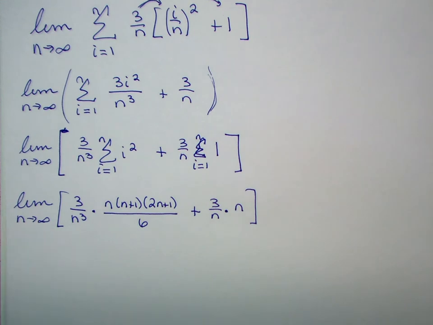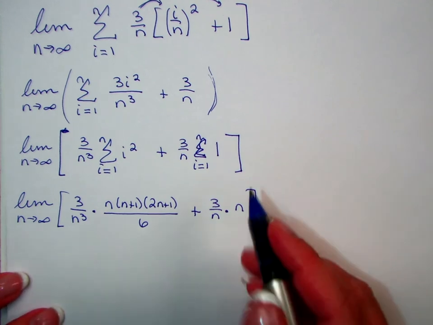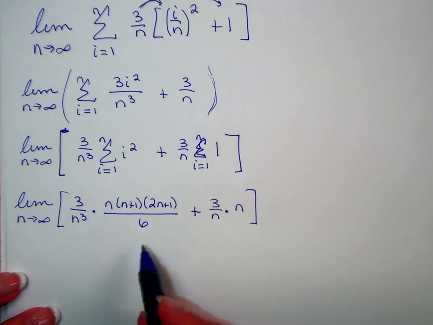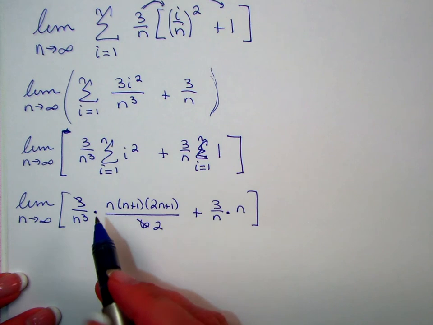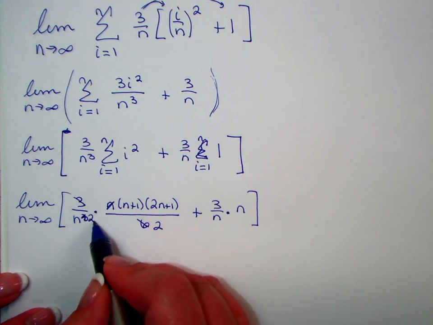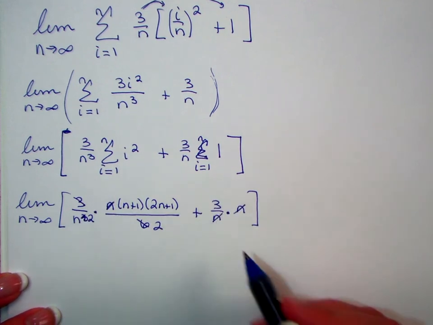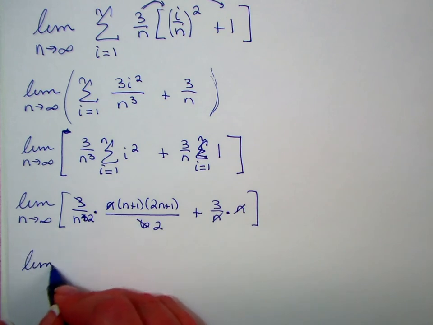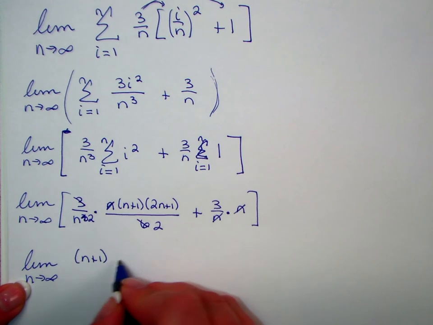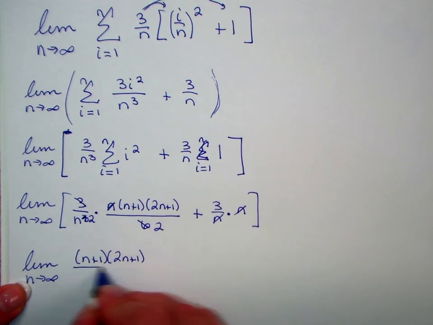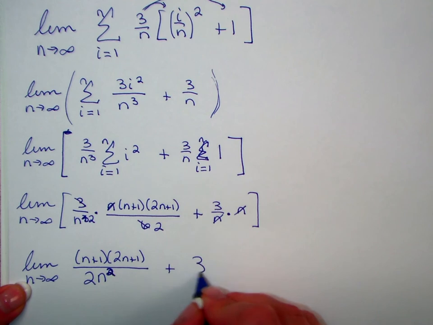So what happens now is we're going to reduce some of this. I'm going to reduce the 3 over the 6. I'm going to cancel an n, and then let the n's cancel here. So now I have the limit as n goes to infinity of n plus 1 times 2n plus 1 over 2n squared plus 3.